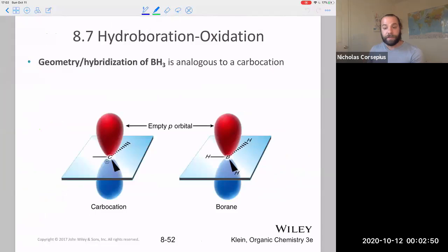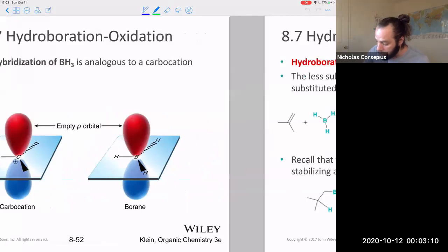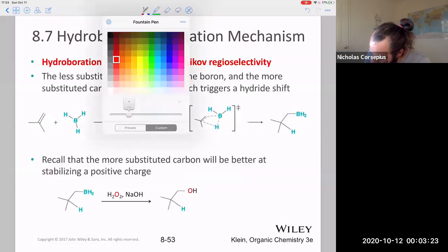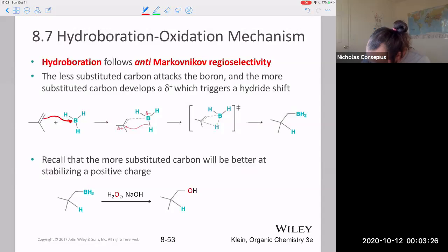So let's take a look at why this occurs. One of the reasons is that the borane looks a lot like the carbocation in terms of its geometry. What makes a borane molecule a good electrophile is just like a carbocation, it has an empty p orbital, okay? So what happens in this reaction, the first step is we have our double bond doing what pi bonds do, which is to play the role of nucleophiles or bases. Those electrons are going to go and attack that empty p orbital in the borane.